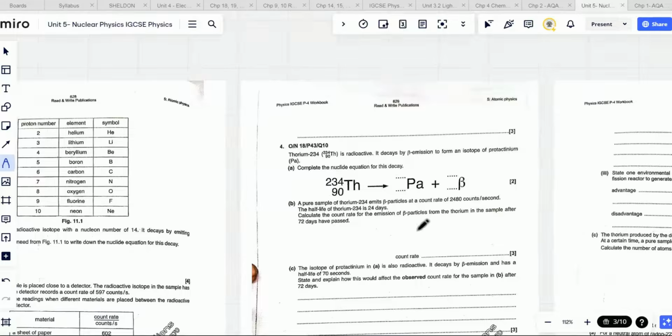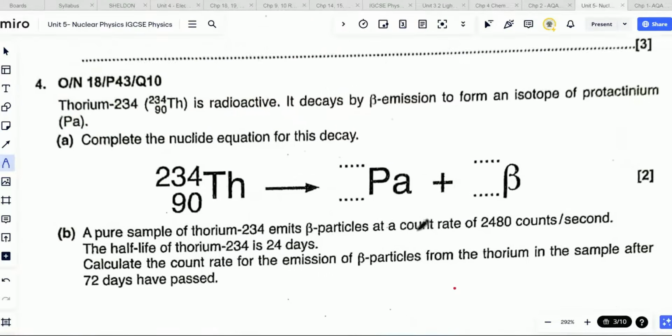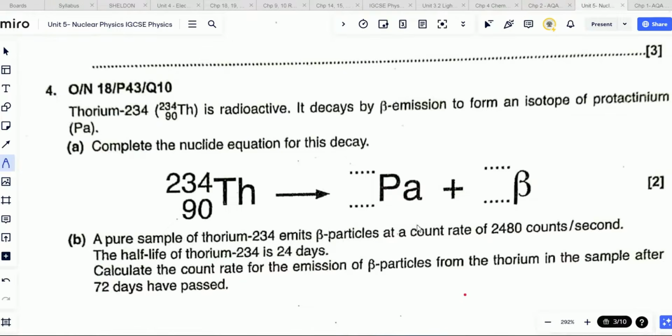Here are some numericals. Again, see, this is also easy, free 2 marks. How do you solve this? Again, beta. Beta means what? 0 over here, minus 1 here. What will this be?